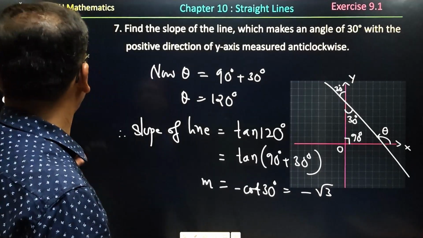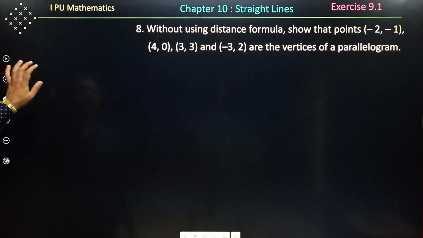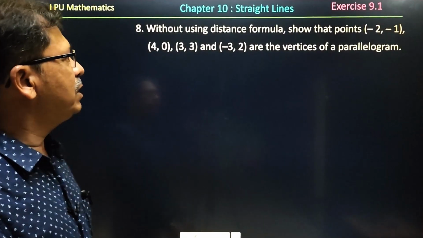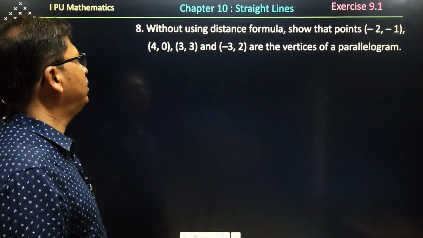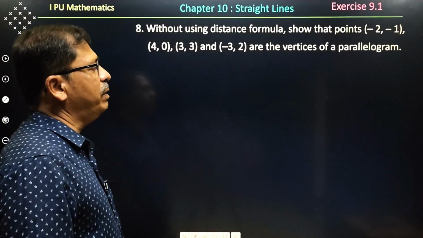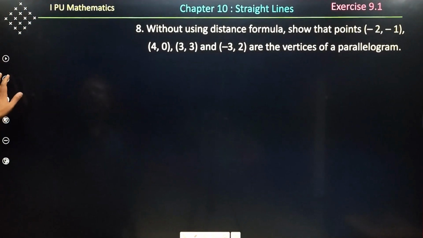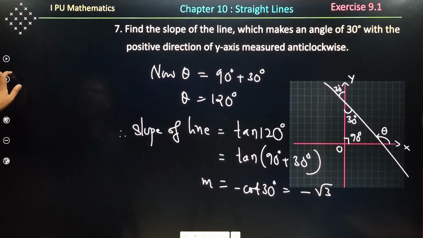Now, let us move to the next question. See here, the question follows like this. Without using distance formula, show that 2, minus 1, 4, 0, 3, 3 and minus 3, 2 are the vertices of a parallelogram. Yes, correct it is.